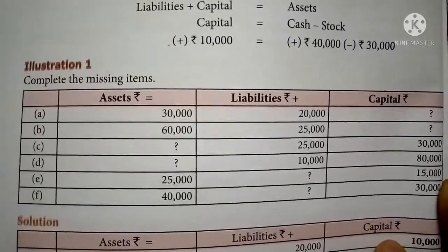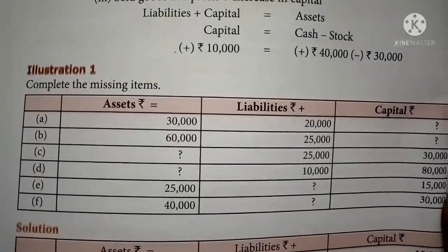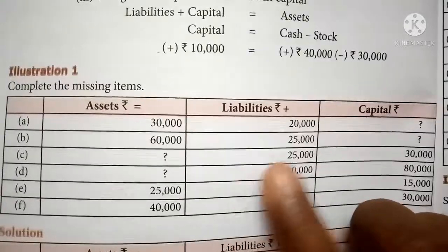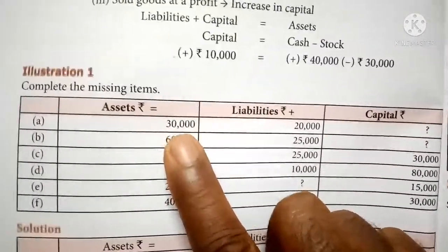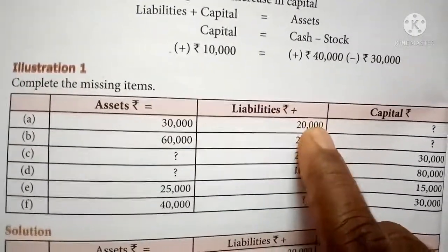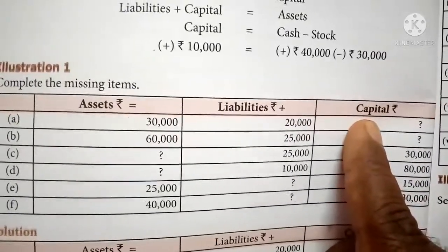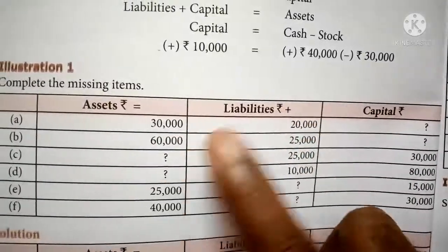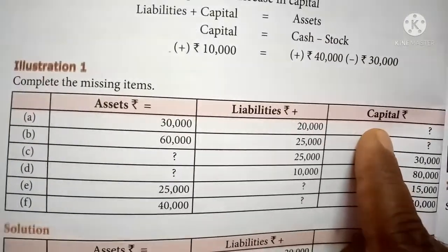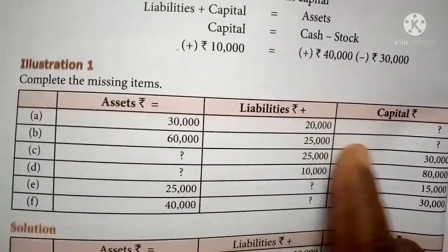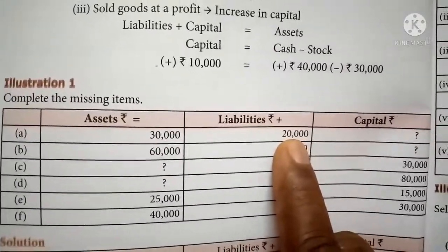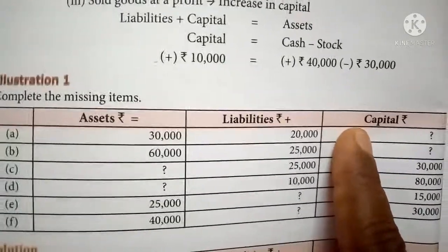In the first case, asset 30,000, liability 20,000 is given. If the accounting equation is right, left side and right side should be equal. Left side is 30,000 but right side is only 20,000. Here the plus symbol is there. Liability 20,000. They are asking to find out the capital. So by shuffling and adjusting the amount, the capital amount will be 10,000. Because in the equation, left side and right side should be the same. Left side is 30,000, right side is only 20,000, so the capital amount 10,000 will be the missing figure.